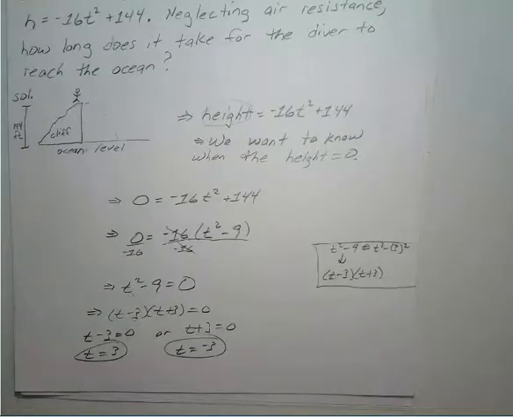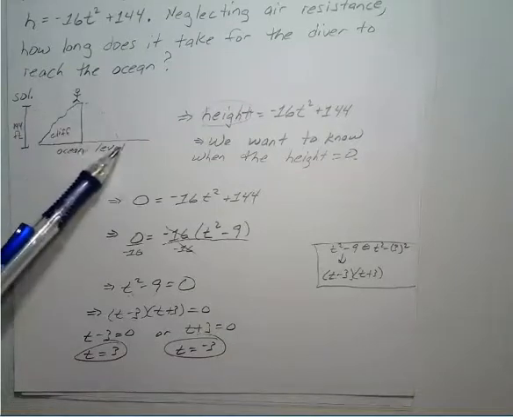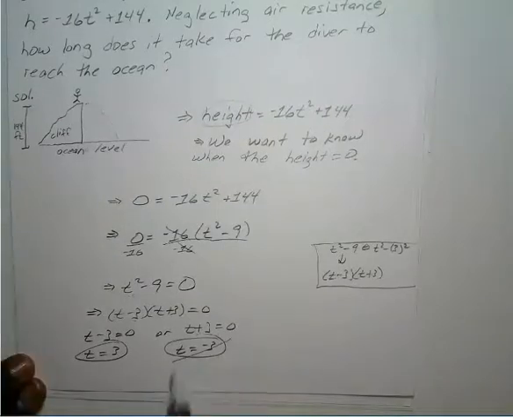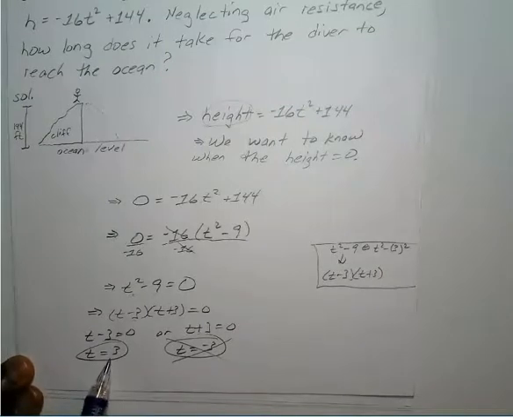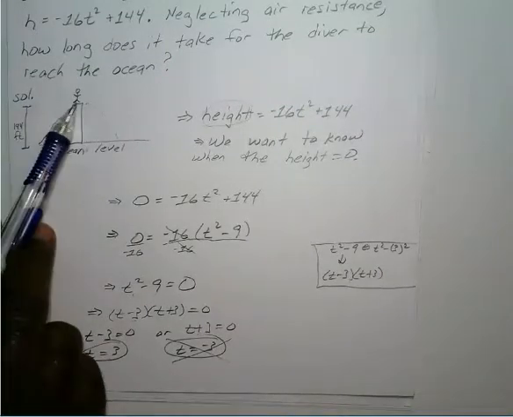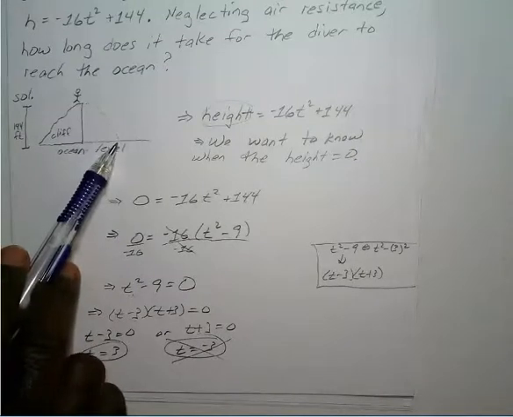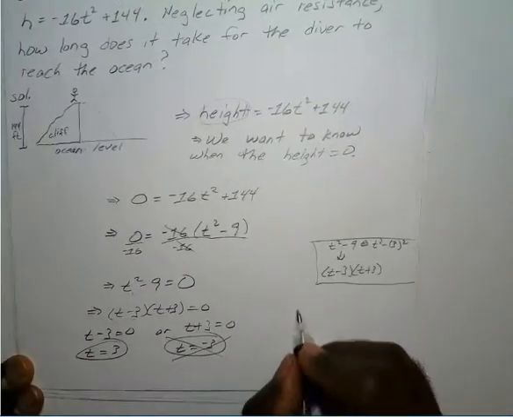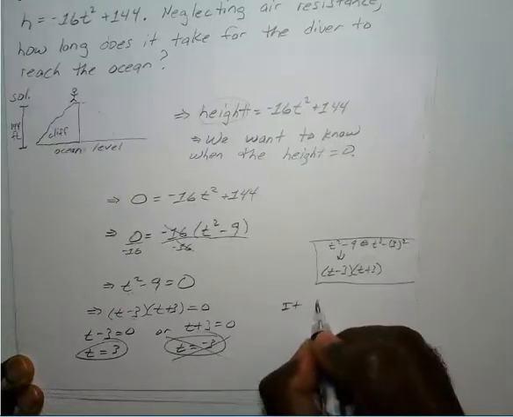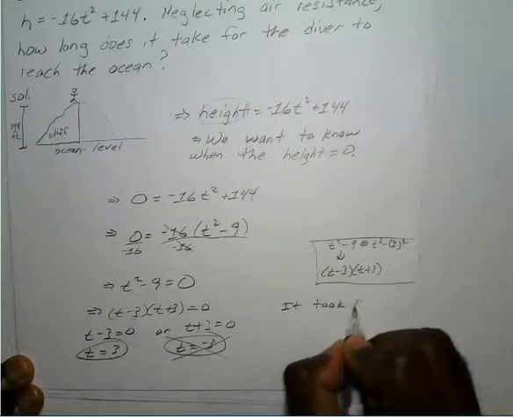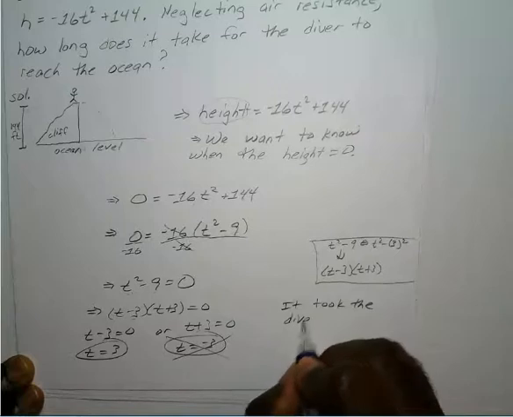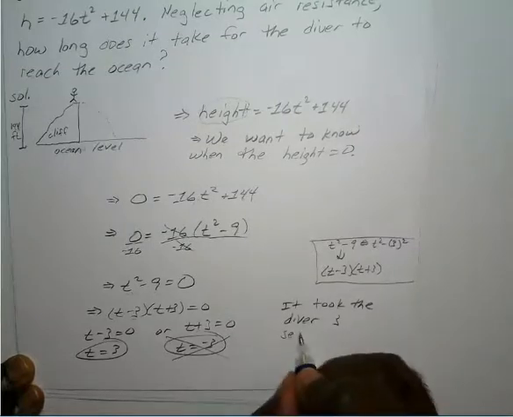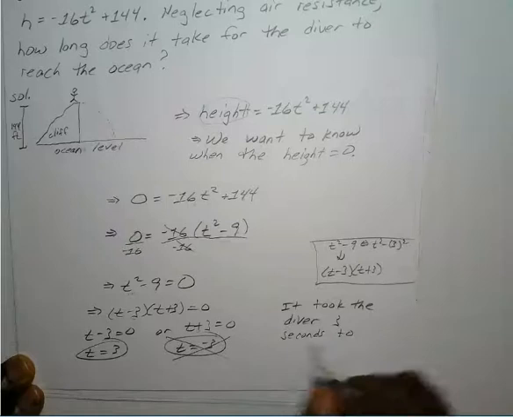Okay. Now the one thing we do know is that if he jumped off the cliff, it wouldn't take negative 3 seconds until he hit the water. So we know for a fact that time will not be negative 3. So we can just eliminate that one. So we know t equals 3. So from the time he jumped off the cliff, it took him 3 seconds to hit the ocean. It took the diver 3 seconds to reach the ocean.